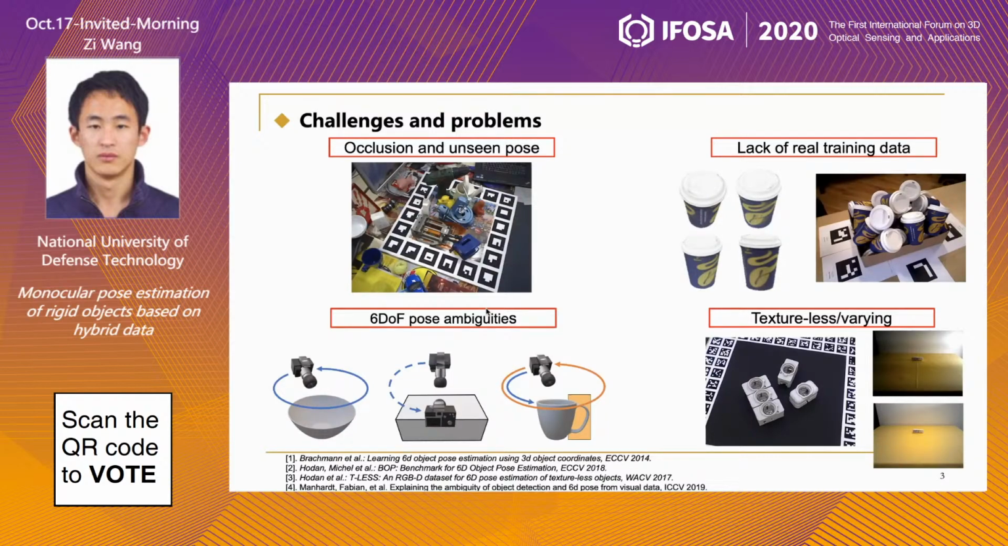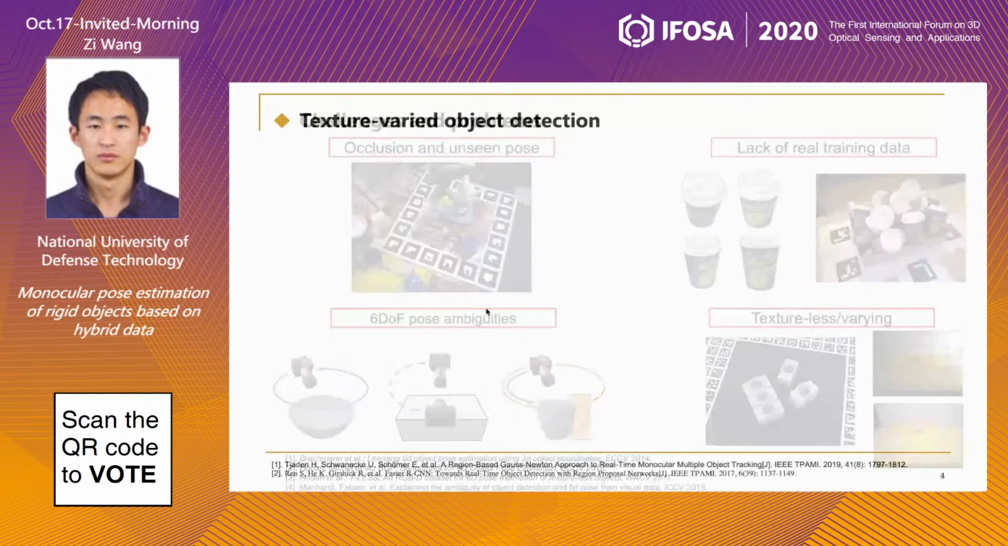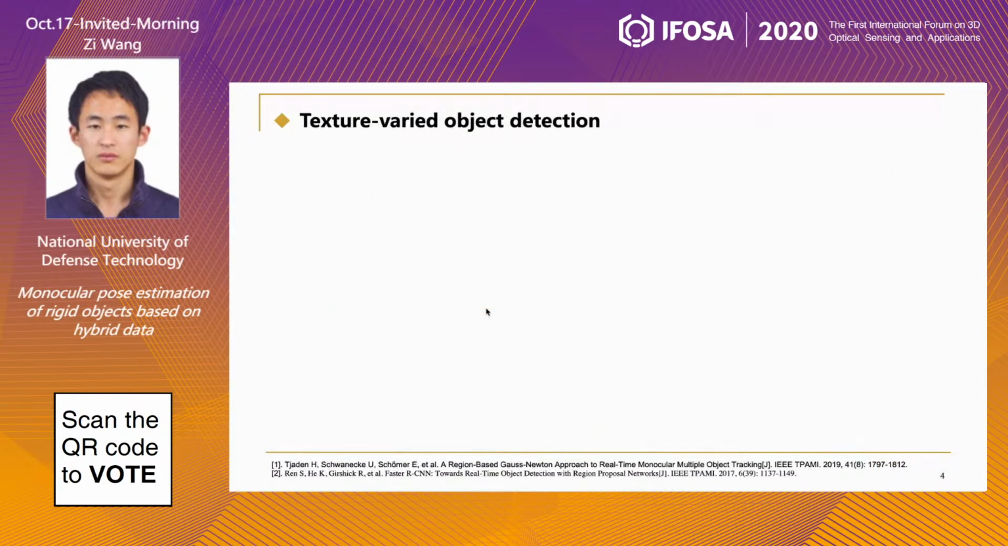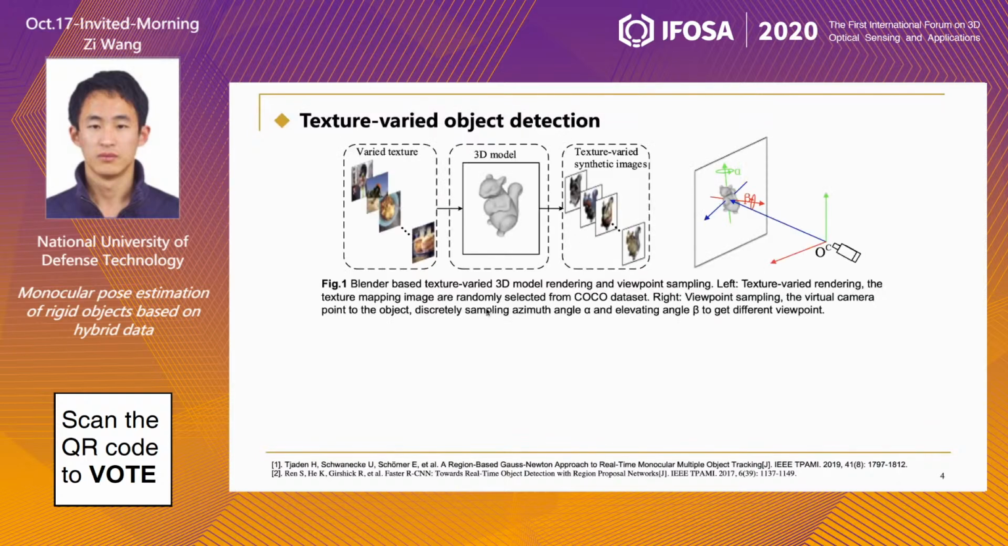We have studied the latter two problems. The first research is the detection of texture-varied objects. When constructing the training dataset, it is almost unrealistic to collect the images of texture-varied objects. Moreover, it is difficult to obtain real images of some military objects. Therefore, we use a 3D model of the object to generate a texture-randomized dataset and train the detector.